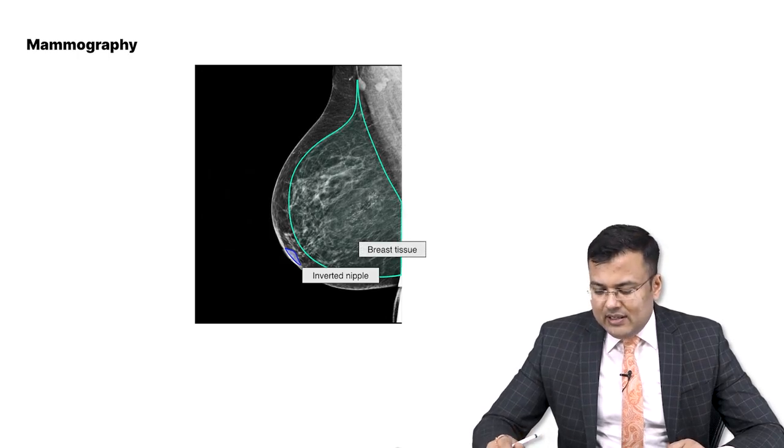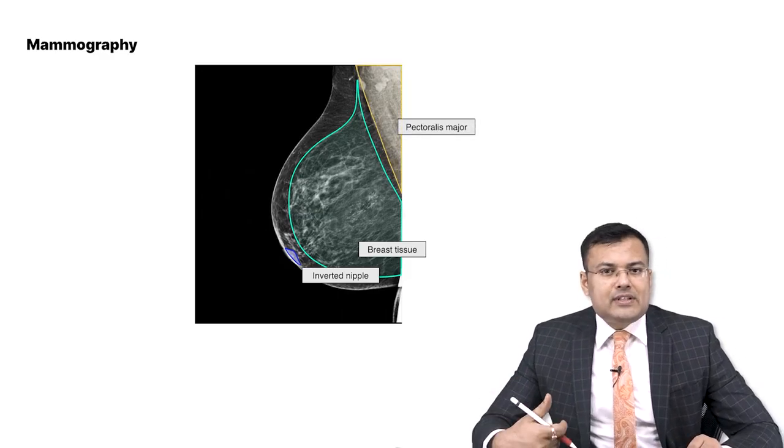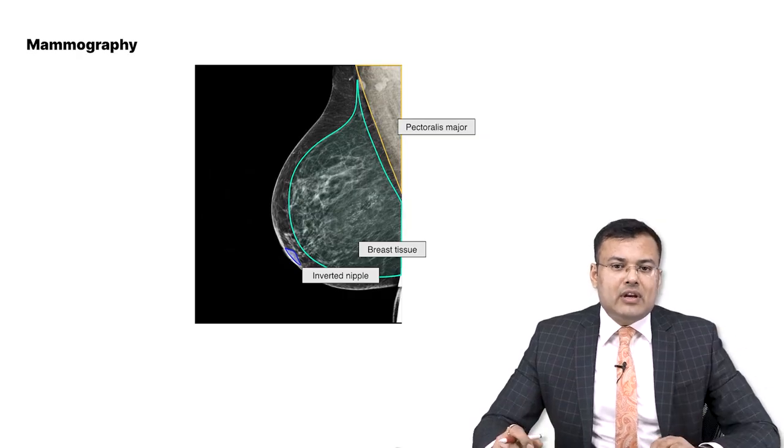Second, you can see here this is the breast tissue. Behind the breast tissue, you will notice a muscle known as pectoralis major.